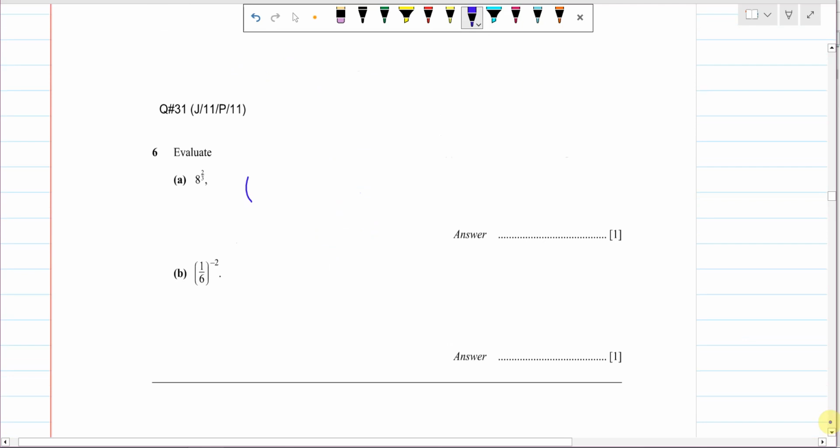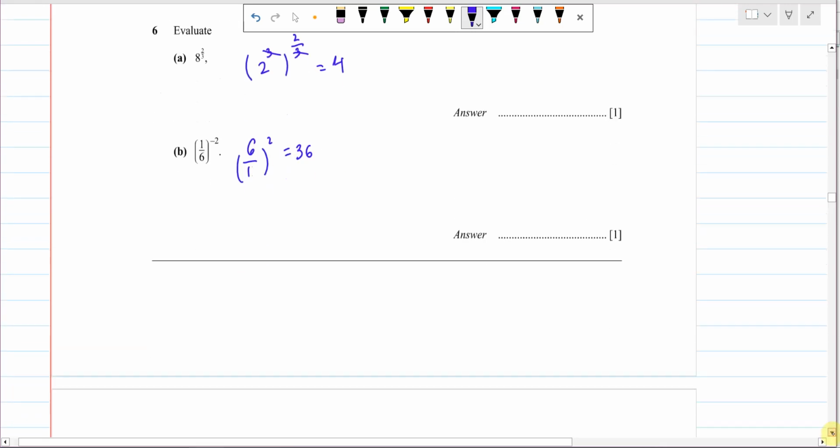8 power 2 upon 3. I'm writing the form in this pattern, 8 power 2 upon 3, and 8 is what? 8 is 2 power cube, so 3 and 3 cancel, 2 square is 4. You have negative power, so you need to flip that function. So 6 upon 1 with the power 2, and 6 square is 36. Next one.